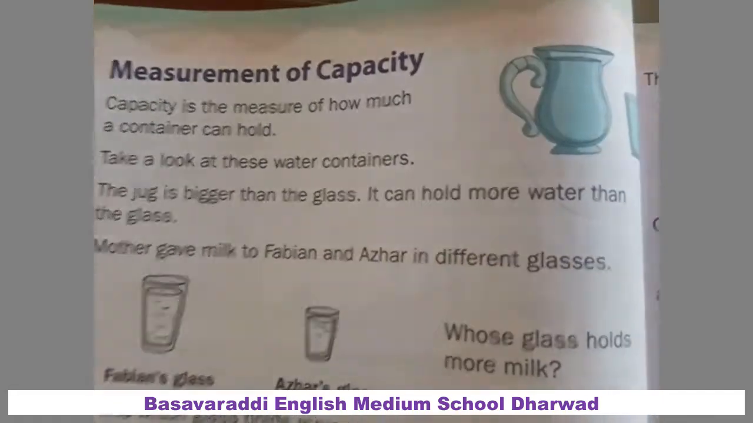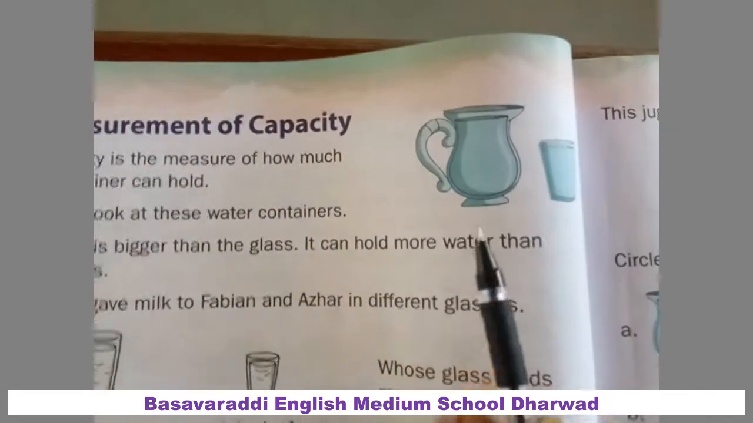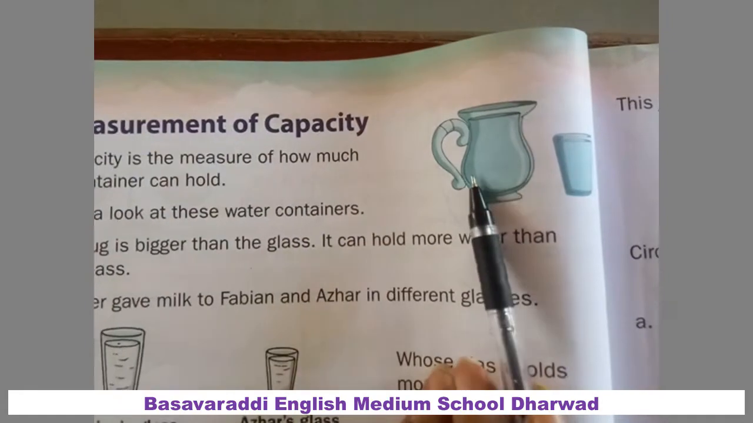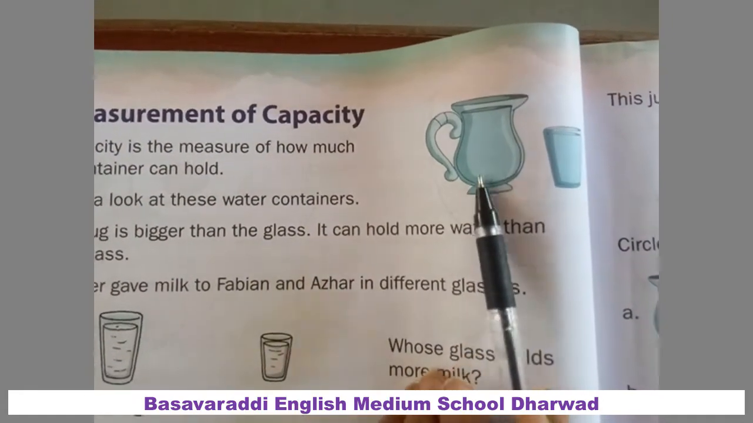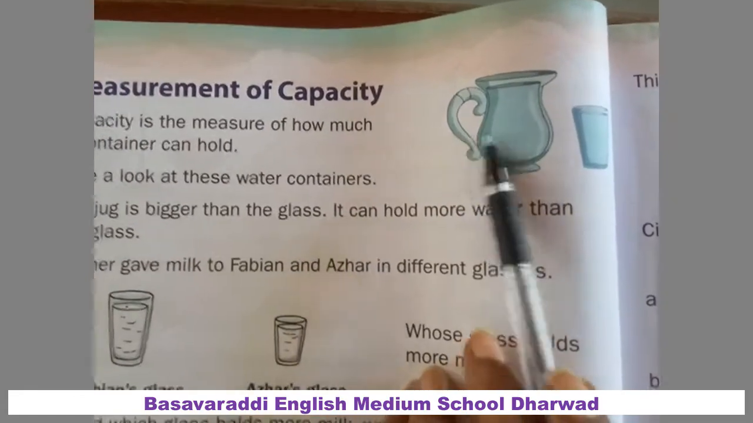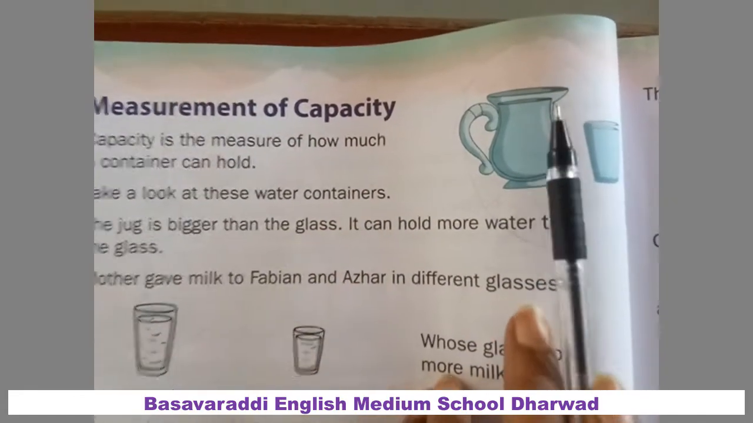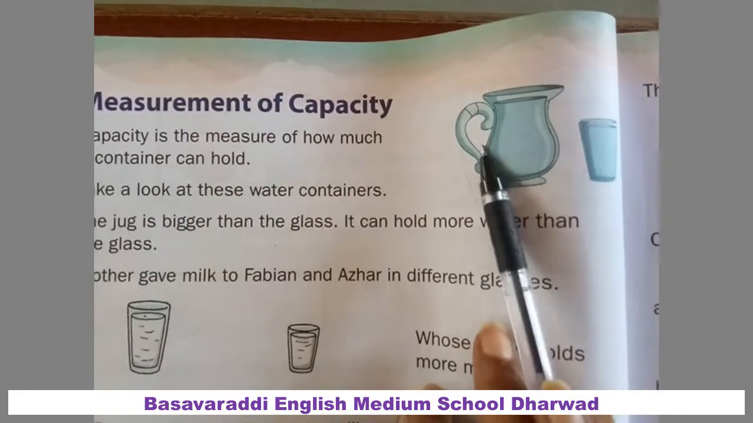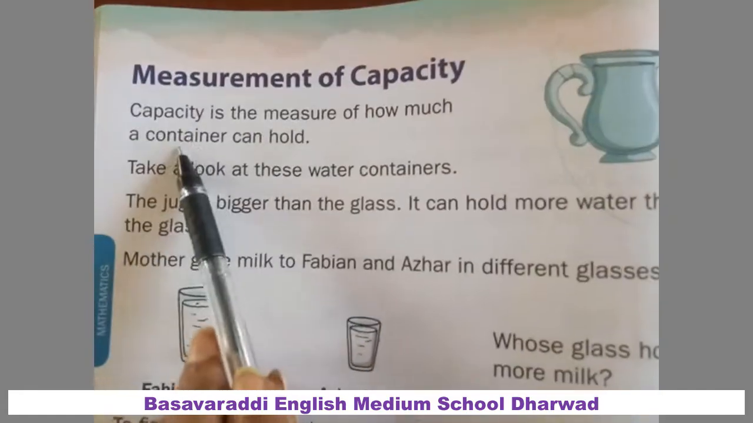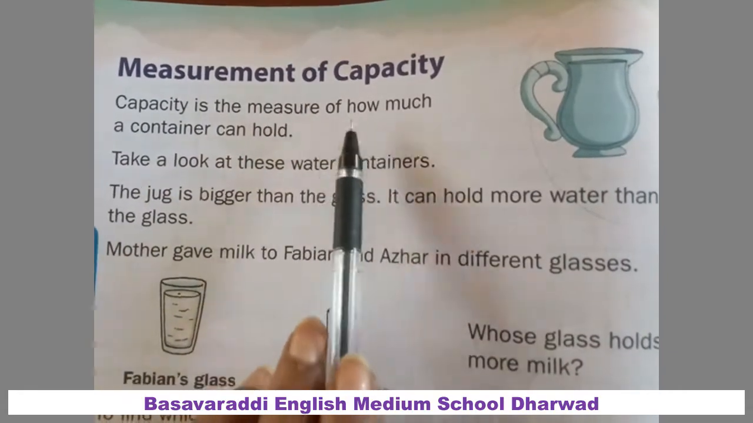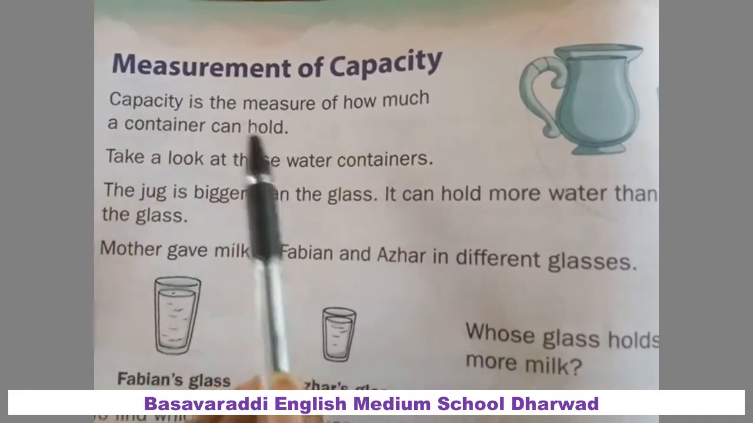Measurement of capacity. See, capacity. When we are measuring this, it is how much a container is holding. When we are talking about liquid, we call that capacity. Here is a jug and here is a glass. The capacity is a measure of how much a container can hold.